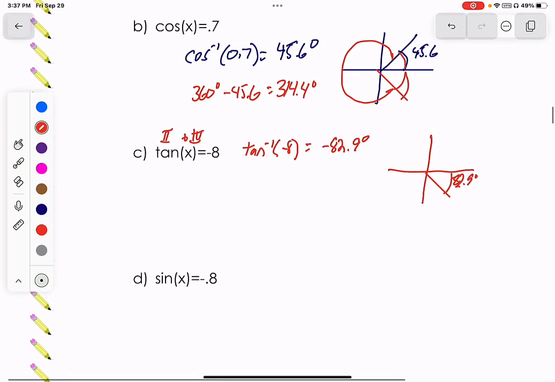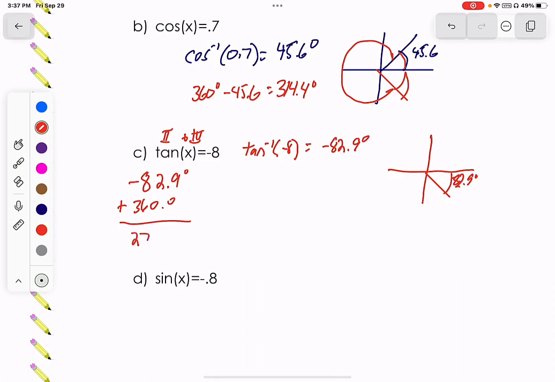So the first thing I'm going to do is go ahead and do a coterminal angle by adding 360. So negative 82.9 degrees plus 360 degrees equals 277.1 degrees.